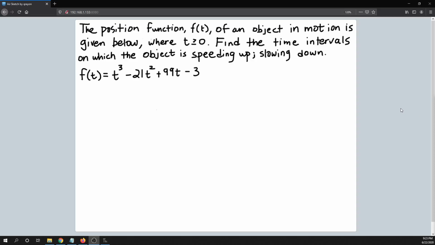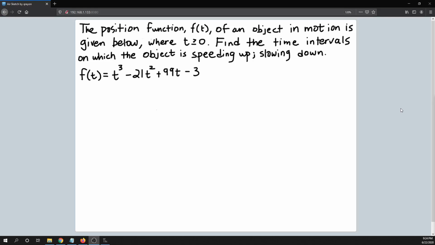All right, in this video, we are going to work the following problem. It says the position function f of t of an object in motion is given below, where t is greater than or equal to 0. Find the time intervals on which the object is speeding up and slowing down.